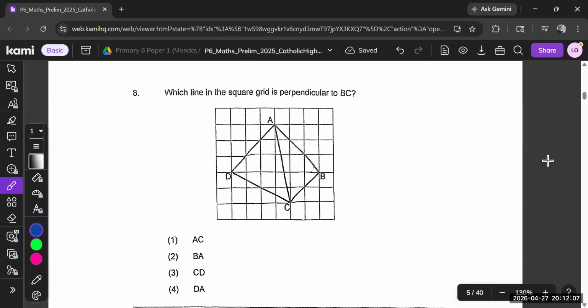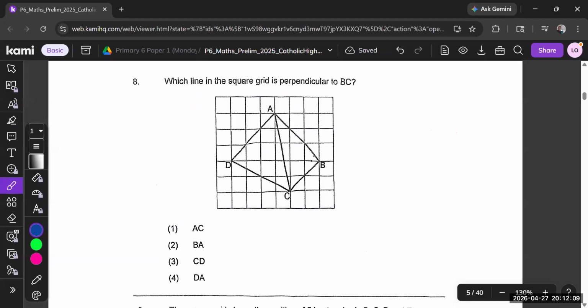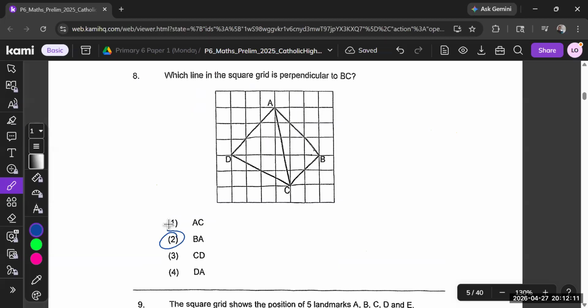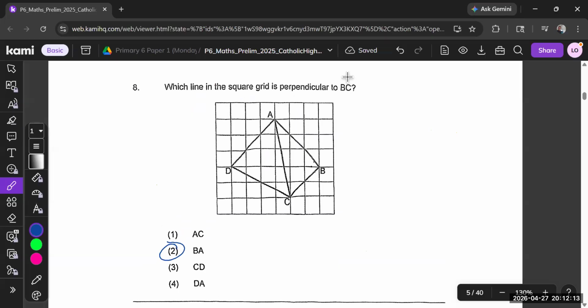What is the answer? The answer is number 2. BA. Okay, which line is perpendicular to BC? Okay, now, how do you prove it? Don't use your eyes to assume. These are square boxes, so you will have to count the squares to prove it.